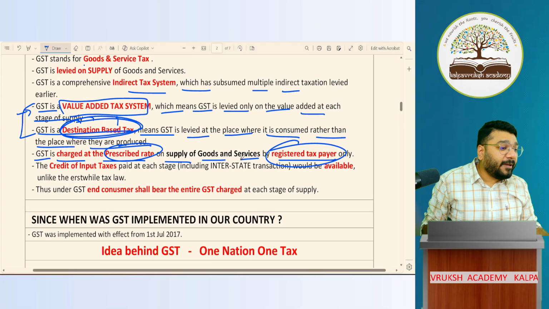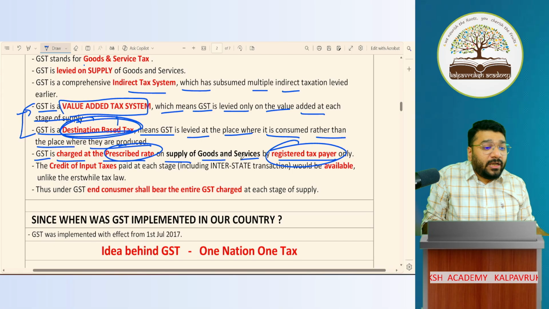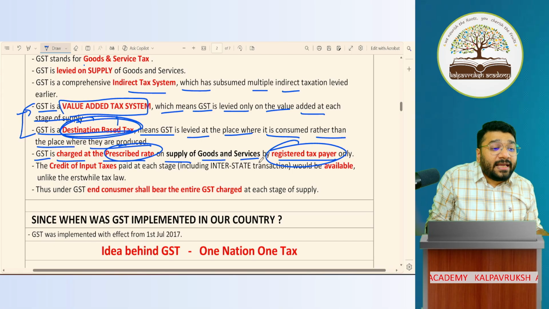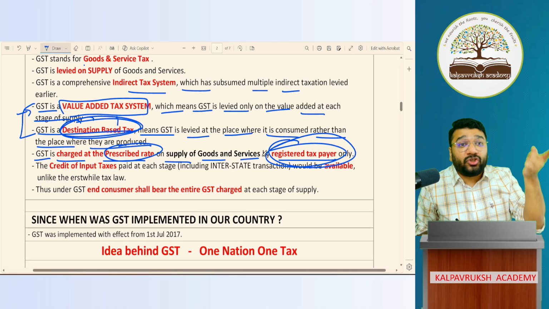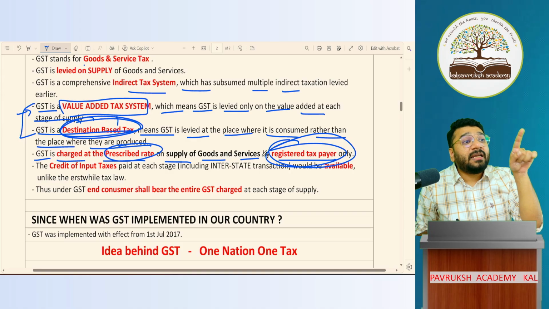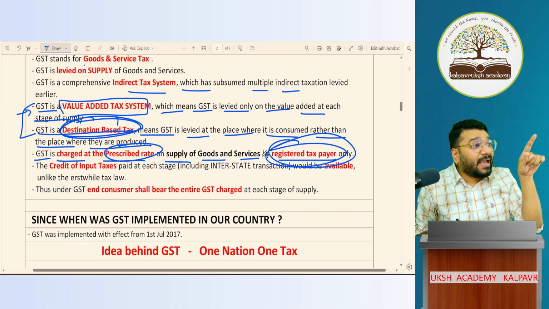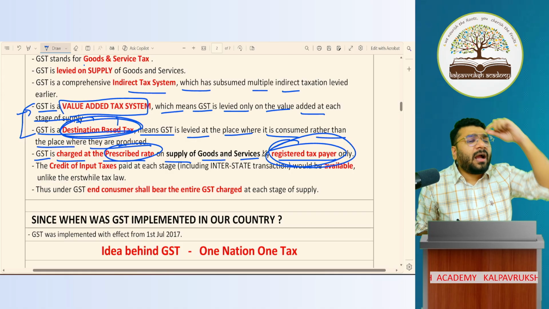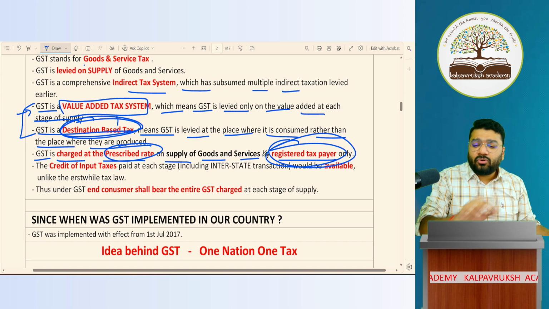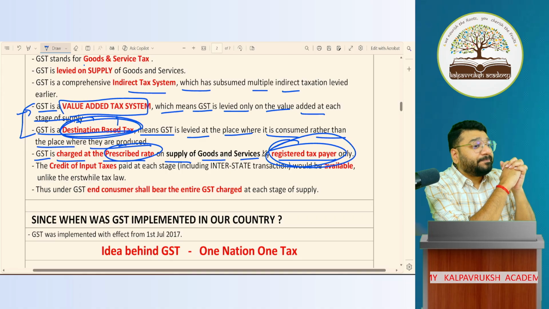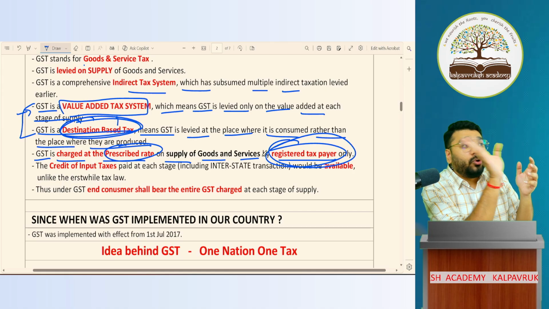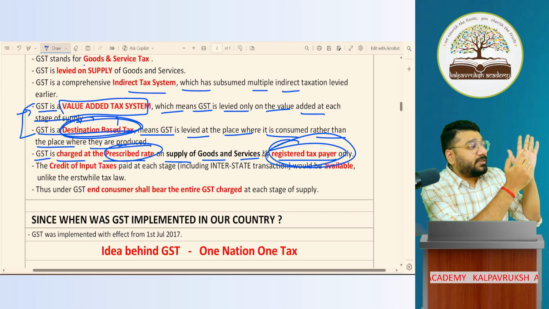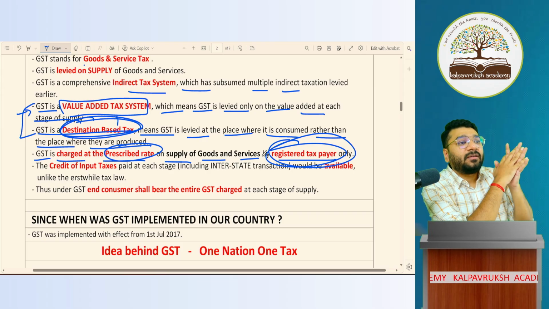GST is charged only by the registered taxpayer. Only a registered taxpayer can charge GST. If an unregistered taxpayer charges GST, that is called forgery, and if the government comes to know about it, confirm jail. This happened in 2017. When GST came, a lot of people took advantage of this and started collecting GST. You go to a shopkeeper and he says, sir, GST came on this product, pay GST.